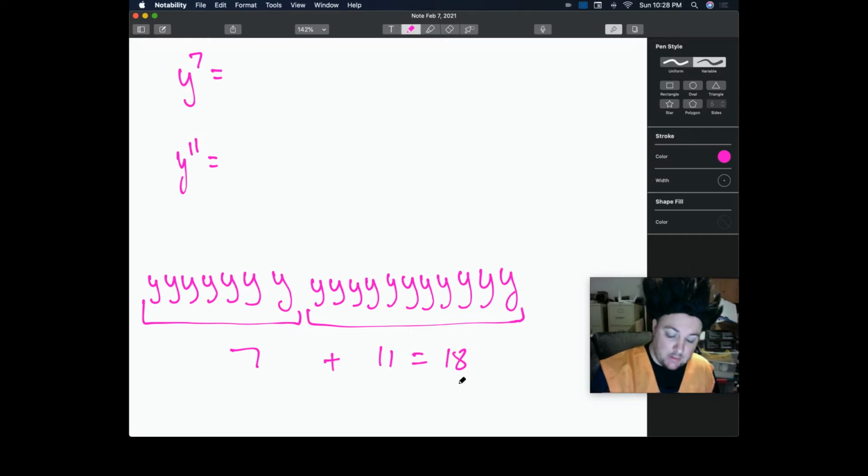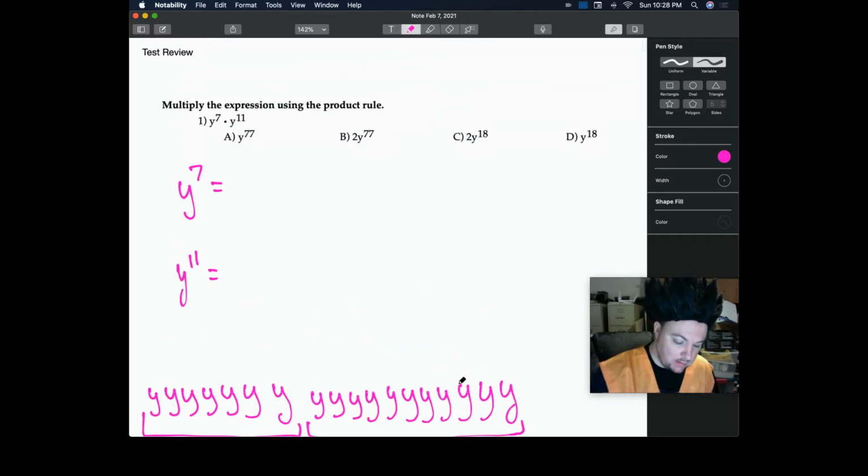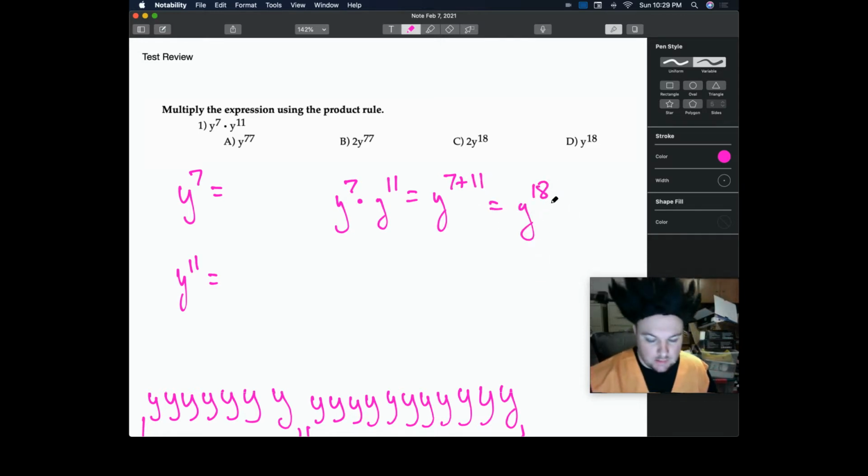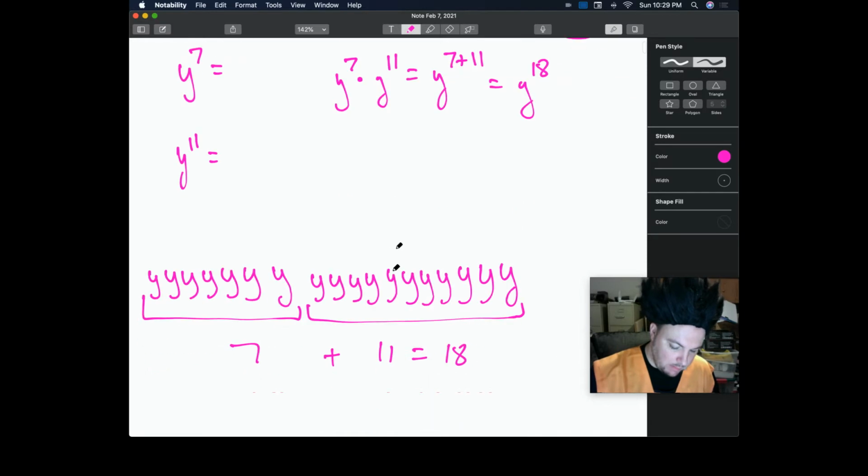And so that tells us that the rule is simply that when we multiply, all we have to do is what? That's right. All we have to do is add the exponents, and that gives us y to the 18th. And that's it. So there's our answer. Okay. All right, let's keep moving.